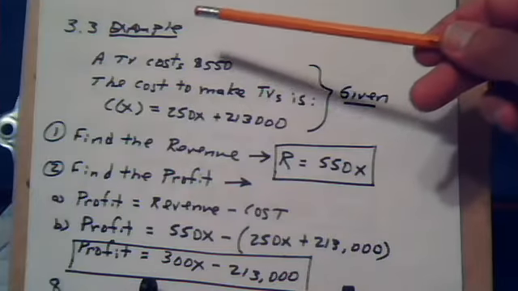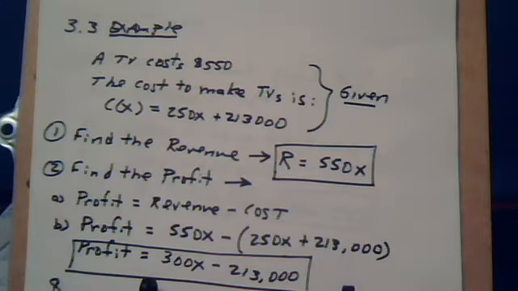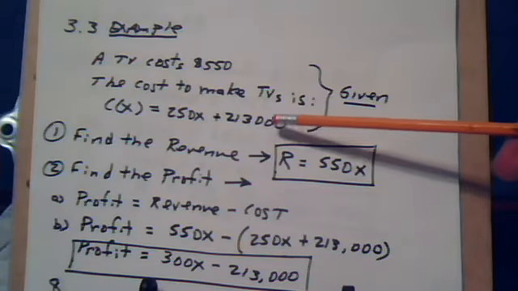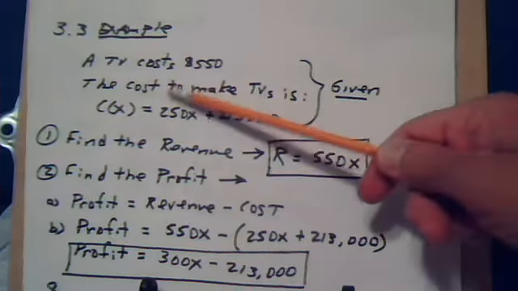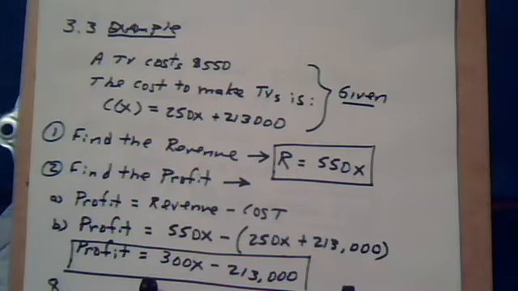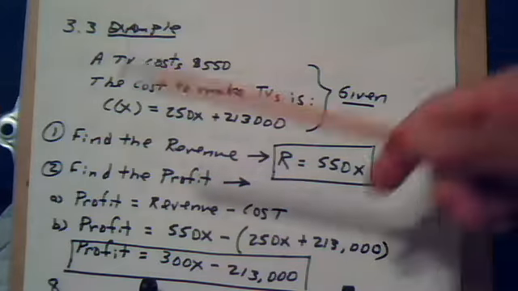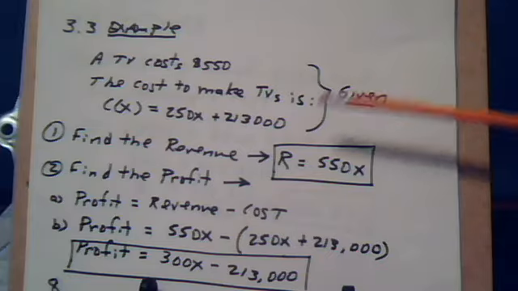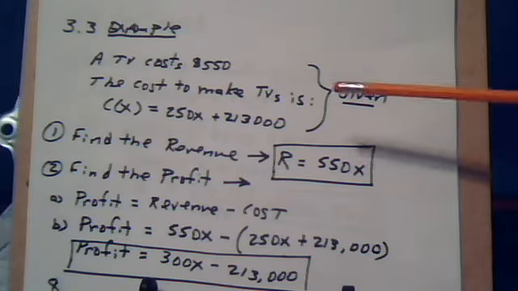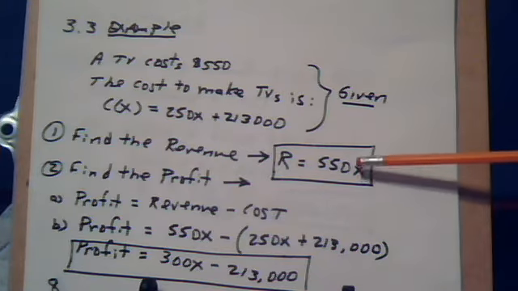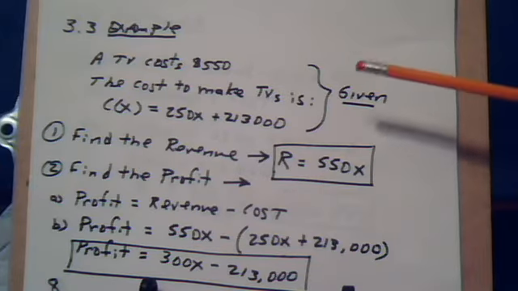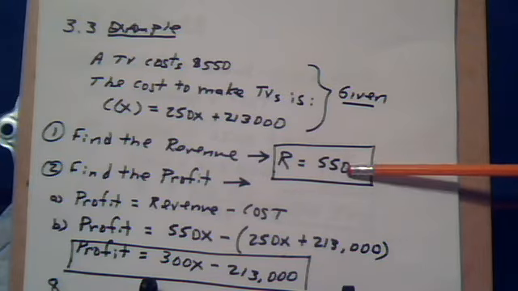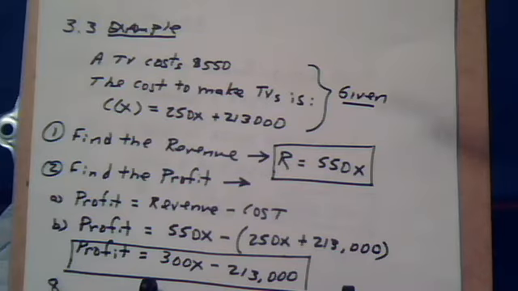Take, for example, a TV that costs $550. The cost to make TVs is described with this equation, the cost equation. Notice this is a variable cost and this is a fixed cost. So this is given. Find the revenue. Well, the revenue is price times quantity. You replace this X with how many TVs? One TV, well, that's 1 times 550. Two TVs, 2 times 550. And that will give you the revenue.